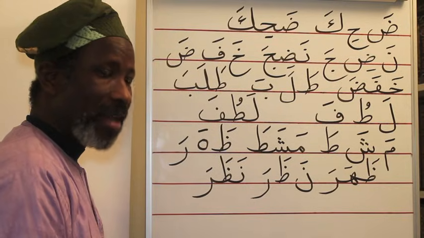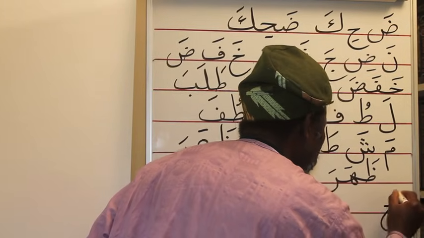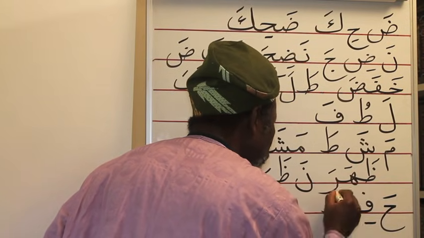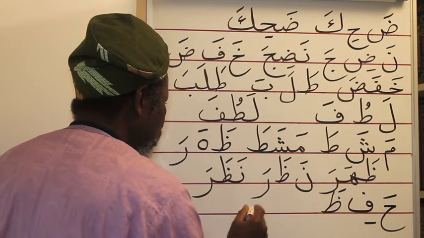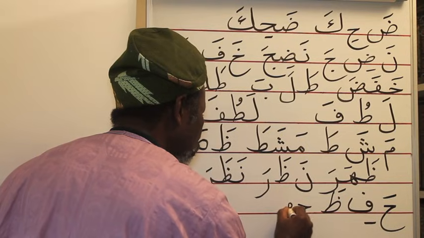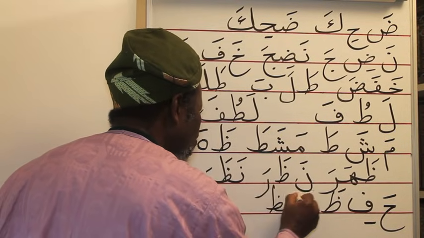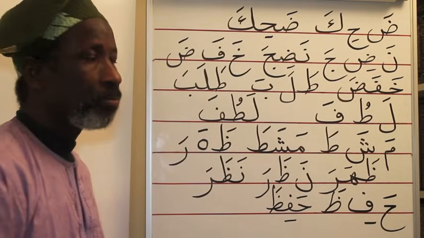To make dha at the end. Ha. Fi. Dha. Hafidha. Let's write it in the join format. Ha. Fi. Dha. Ha. Fi. Dha. Hafidha.